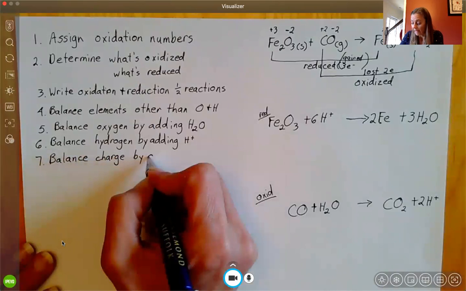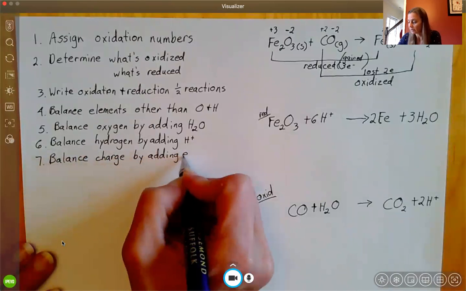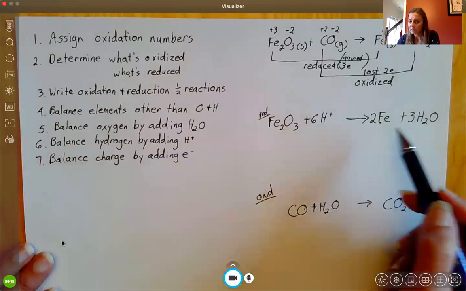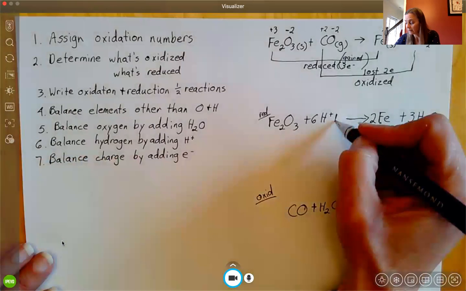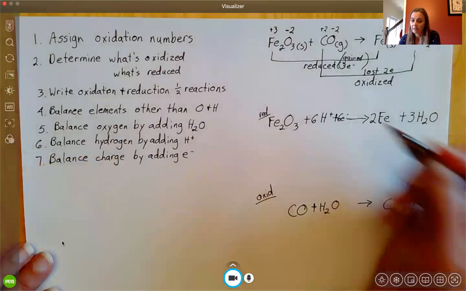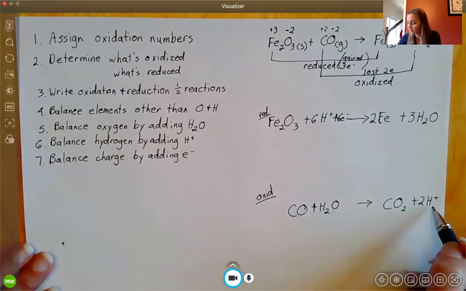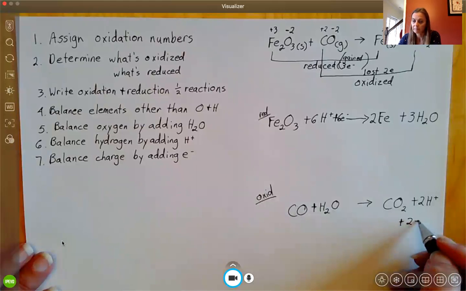And we always add electrons. We never subtract electrons. So the total charge on this side is positive 6. The total charge on this side is 0. So I'm going to go ahead and add 6 electrons. Total charge here is 0. Total charge on this side is positive 2. So I'm going to add 2 electrons.